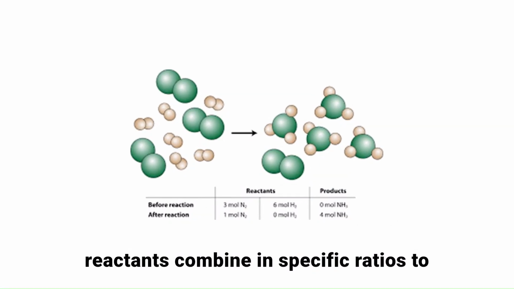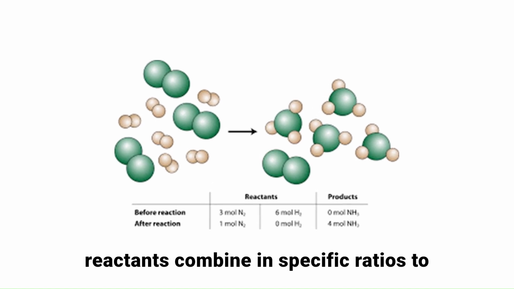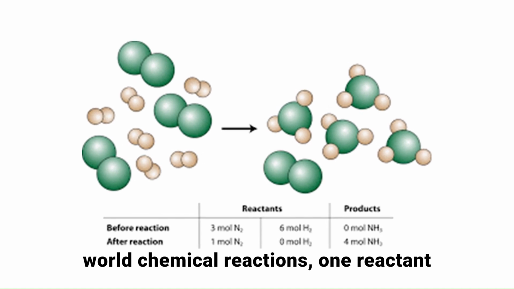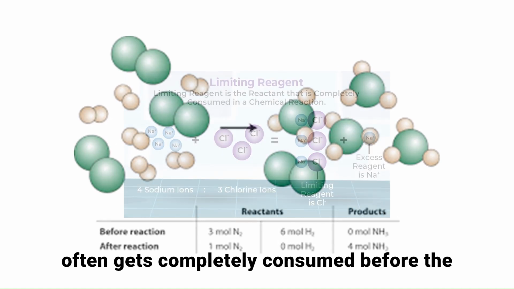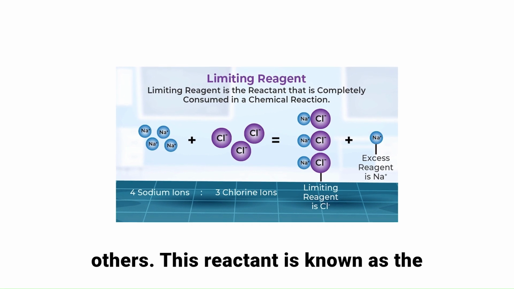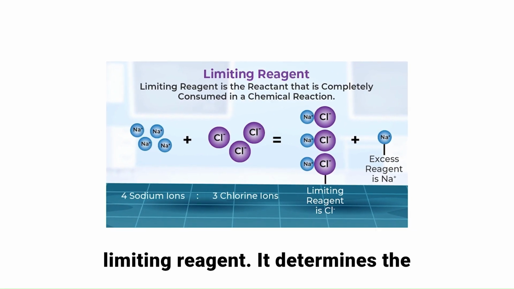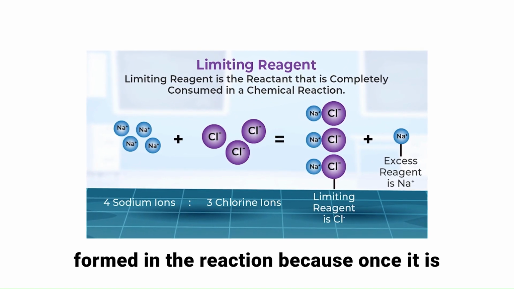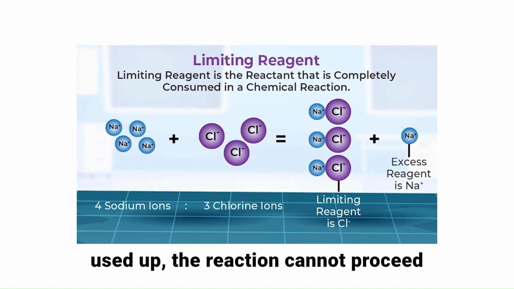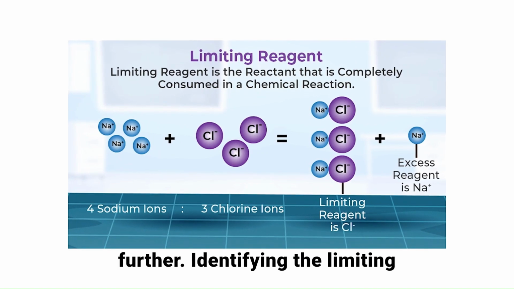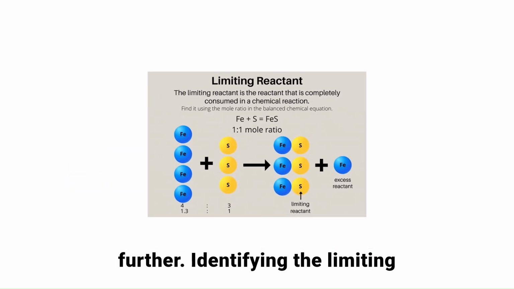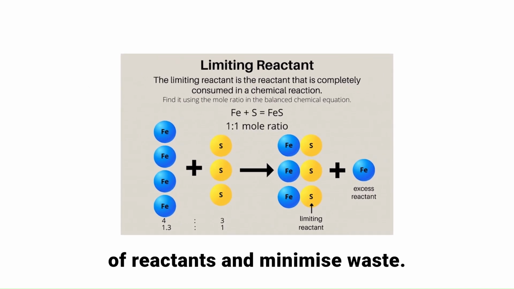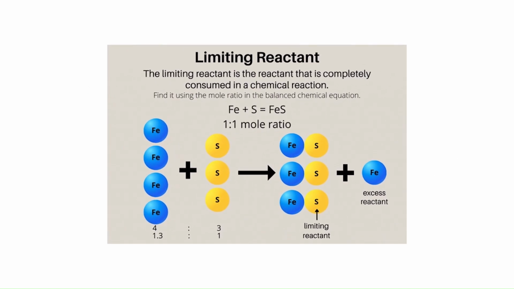In any given reaction, reactants combine in specific ratios to form products. However, in real-world chemical reactions, one reactant often gets completely consumed before the others. This reactant is known as the limiting reagent. It determines the maximum amount of product that can be formed in the reaction because, once it is used up, the reaction cannot proceed further. Identifying the limiting reagent is essential in industrial and laboratory settings to optimize the use of reactants and minimize waste.